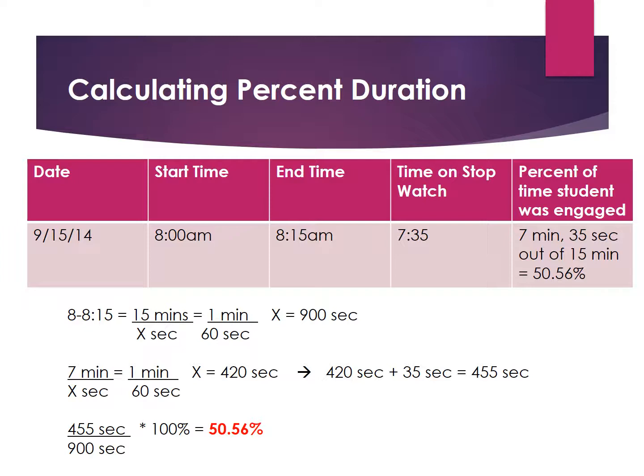I'm then going to take that 455 seconds, the time that student was engaged, divide it by the total duration of the observation, so 900 seconds. I'm going to multiply that number by 100, and I'm going to get 50.56. This tells me that my student was engaged 50.56% of time during that 15-minute observation.